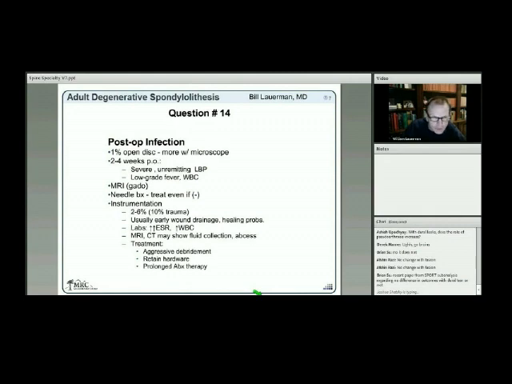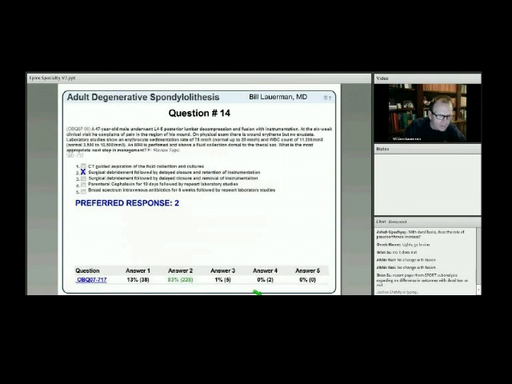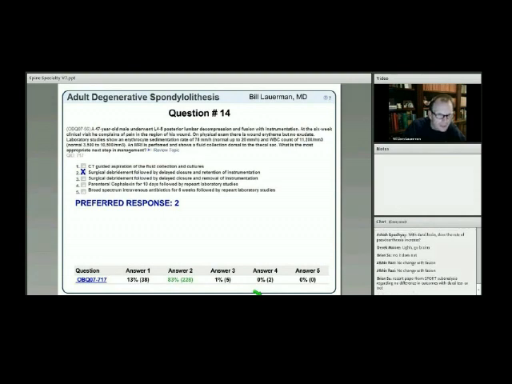In almost all cases, in early wound infection, you can retain the hardware. Aggressive debridement with either delayed primary closure or primary closure, and then prolonged antibiotic therapy. So in this case, the preferred response is surgical debridement followed by delayed closure and retention of the instrumentation. To differentiate that from number 3, usually you do not have to take the instrumentation out.